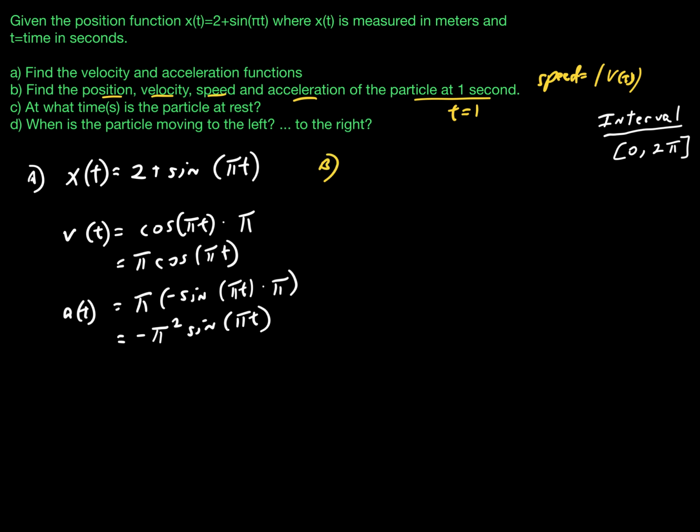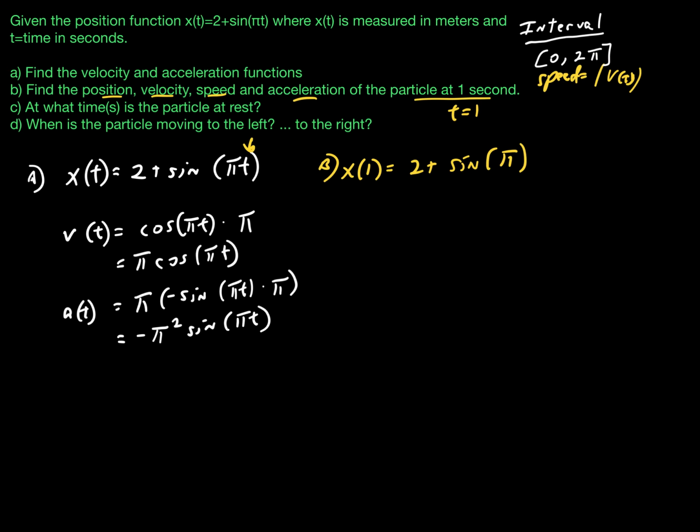For part B, I want to find x of 1. Well, you plug in a 1, you're going to get this. Sine, well, pi times 1 is just pi, right? If you plug in a 1 right there. Do you know the sine of pi?